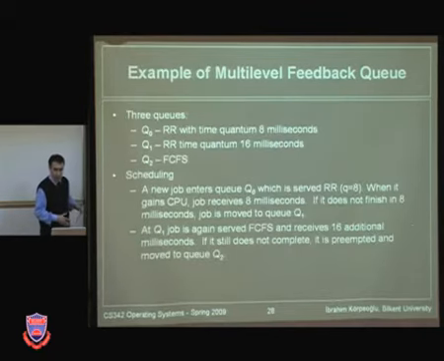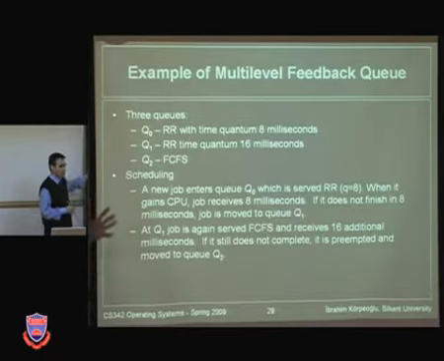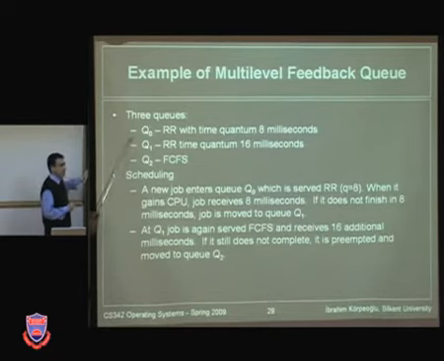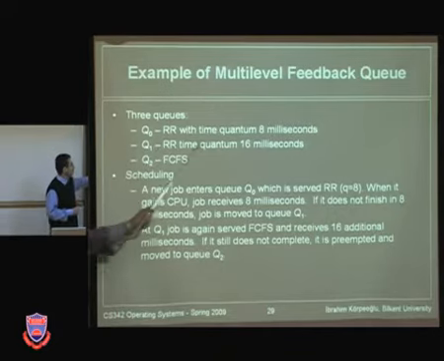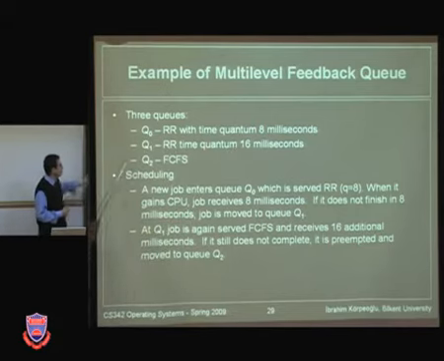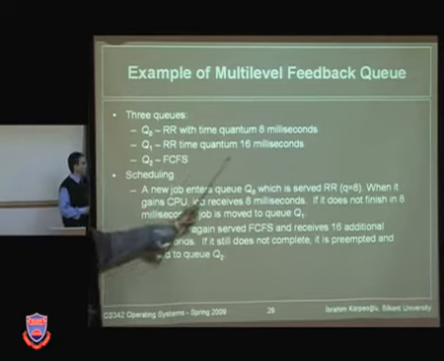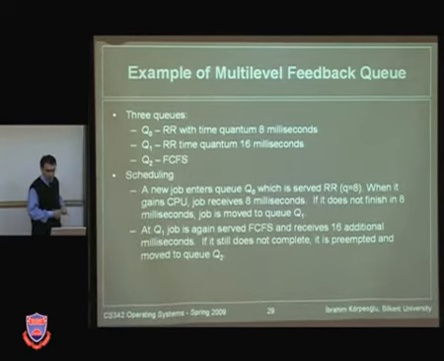So here, for example, we can give an instance, a specific algorithm derived from this general idea. In this specific algorithm, we can say that we will have just three queues, Q0, Q1, Q2. Q0 will be served with round robin, where the time quantum is 8 milliseconds. Q1 will be served with round robin again, but the time quantum will be 16 milliseconds, okay? And Q2 will be served with FCFS.